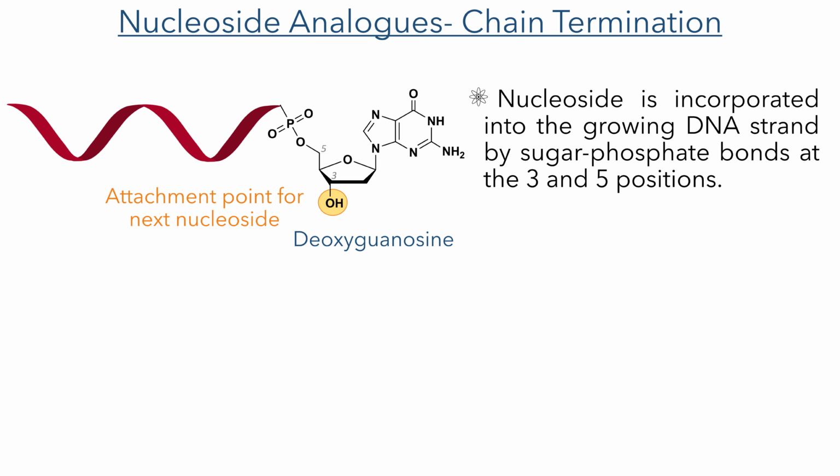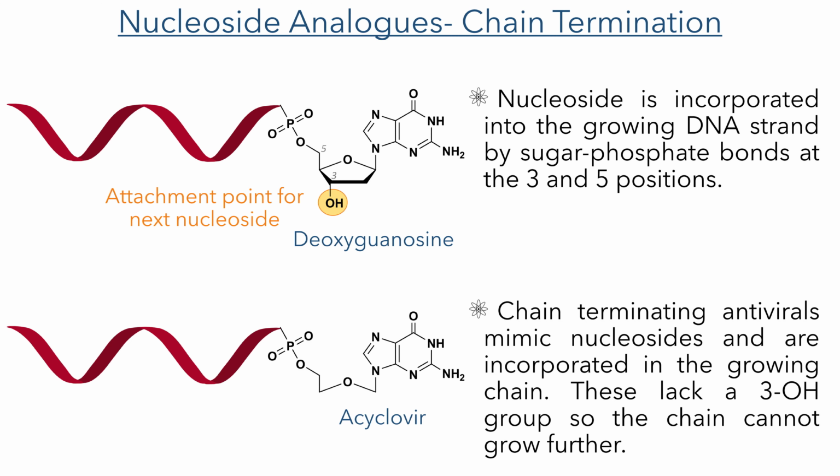This deoxyguanosine is a component of DNA, which has a deoxy sugar which lacks the hydroxyl group at the 2 position. It is the hydroxyl group at the 3 position which reacts to form the next phosphodiester and continue the growing strand. When chain-terminating antiviral drugs are incorporated into this growing strand, such as Lagevrio shown here, the strand is unable to continue growing as it lacks the hydroxyl group at the 3 position necessary to form a phosphodiester linkage. As the chain cannot grow, it halts the replication and stops the virus from reproducing and spreading.